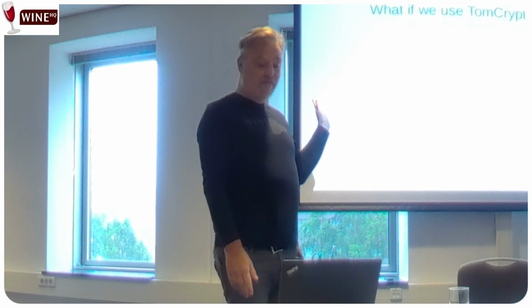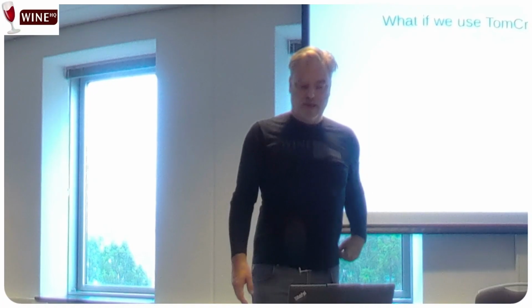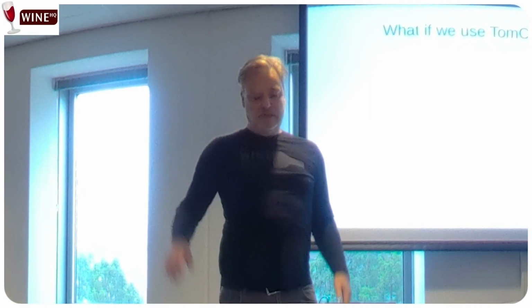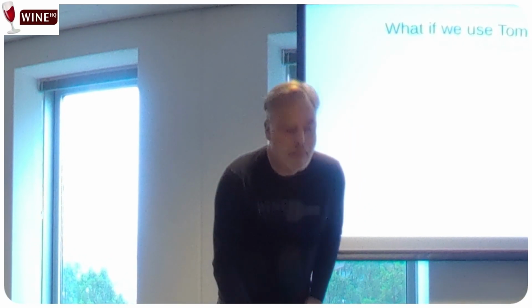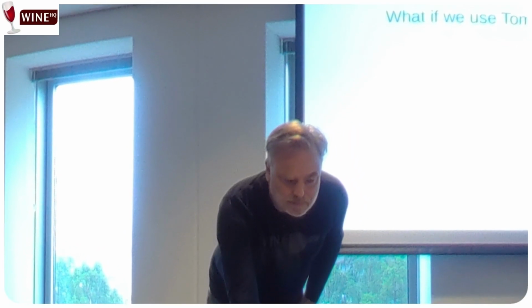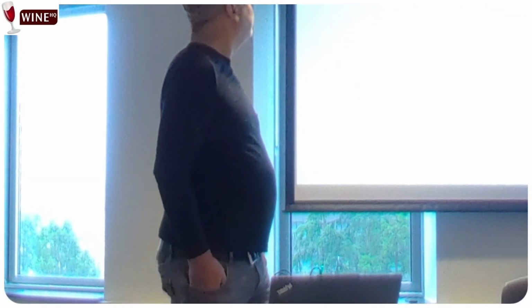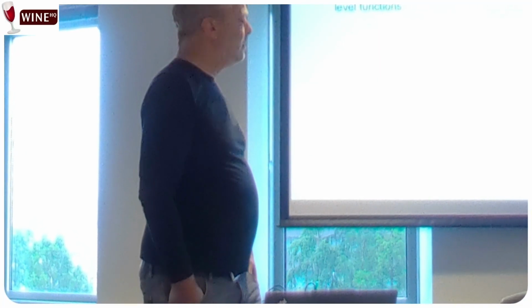As you saw before, we're already using TomCrypt in Wine, and we have been for a long time. And it's a low-level cryptography library, so it's a better match in that sense for bcrypt, for example. But of course, that has its own drawbacks. Let's talk about the upsides first. We can implement this feature very easily.